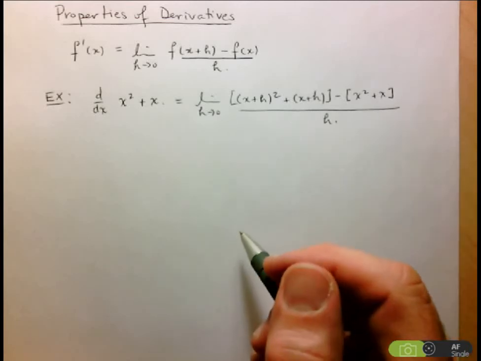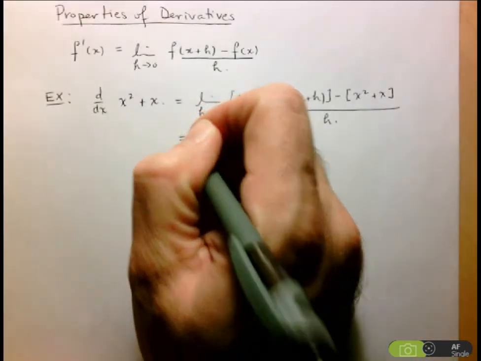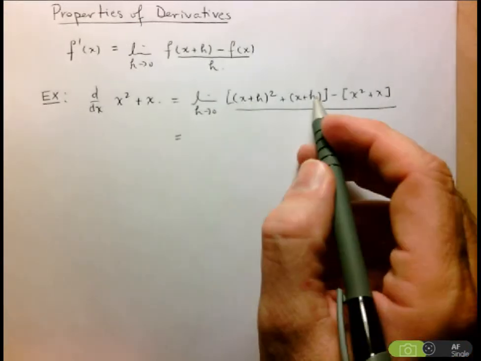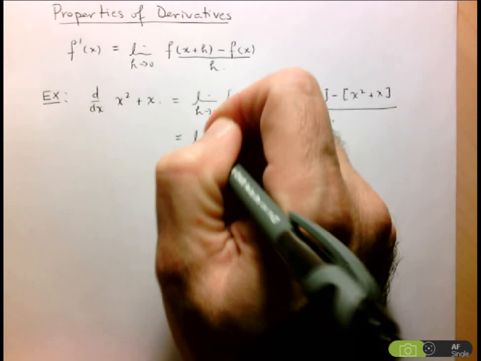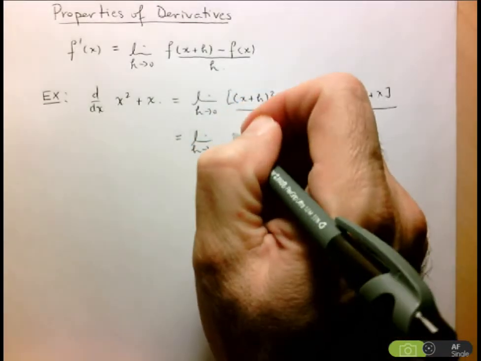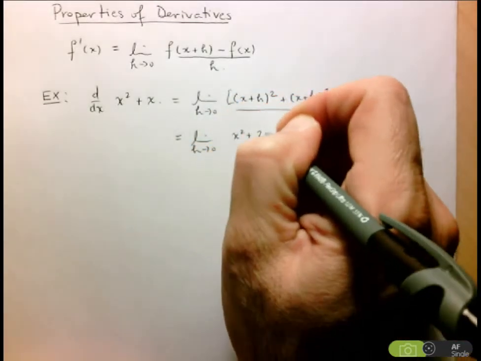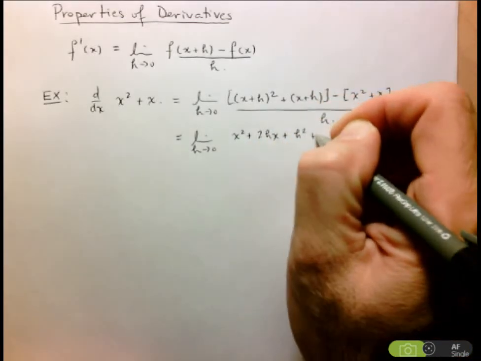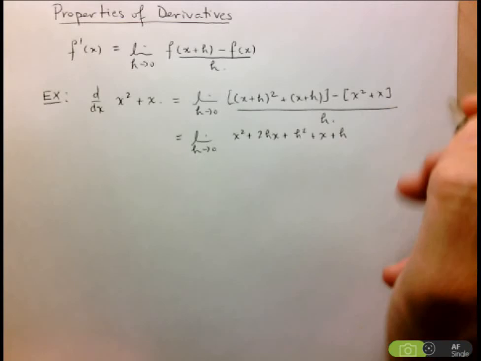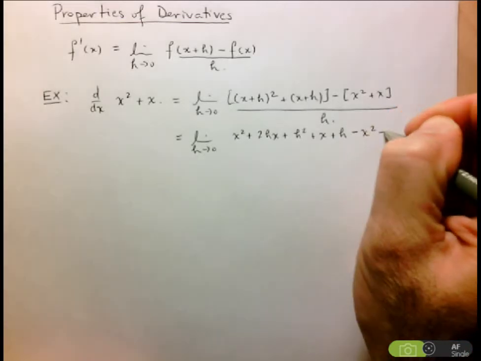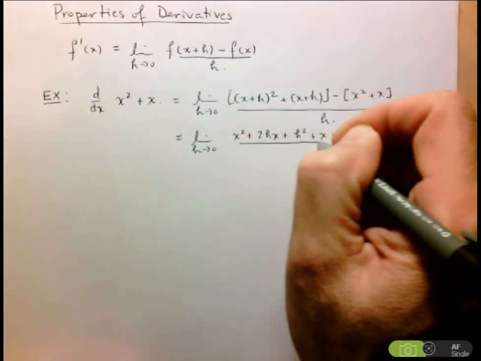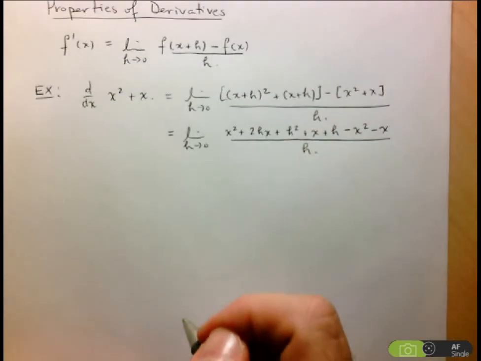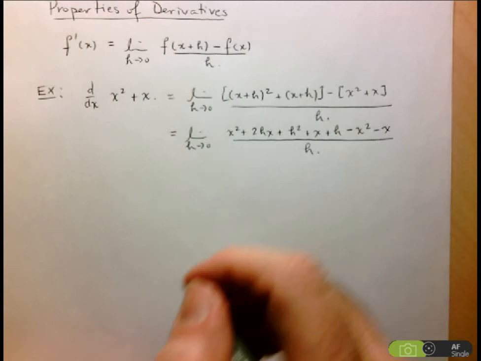So we're going to try to do some algebra here to see if we can determine the limit. I guess what we'll have to do is expand. So here we've got x squared plus 2hx plus h squared plus x plus h, and then here we have minus x squared minus x. So you'll notice my very liberal use of brackets here. This is just to avoid any silly sign errors to make sure everything works out.